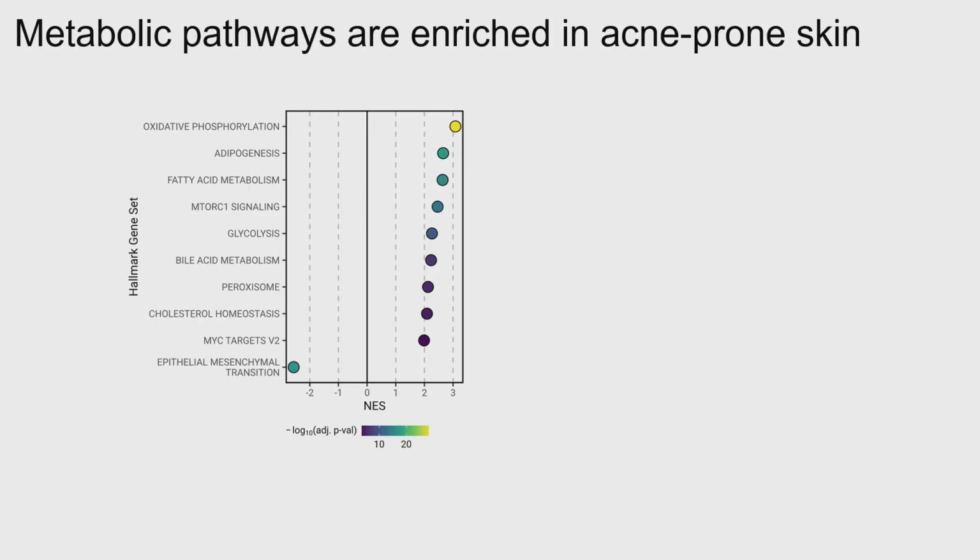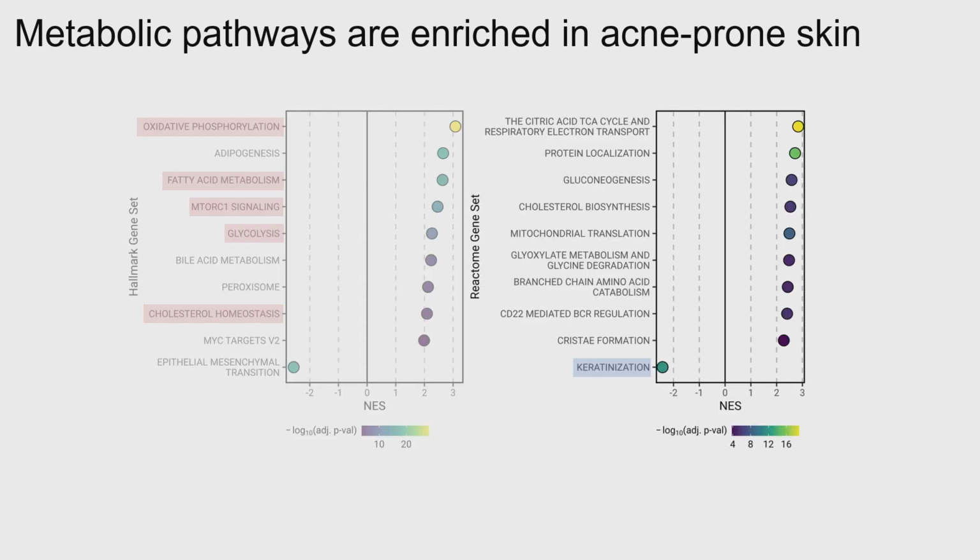Next, we did gene set enrichment analysis, which can identify biological processes that are driving phenotypic differences between groups. We used a collection of 50 gene sets that encompass well-defined, highly conserved biological processes. We found multiple metabolism-related gene sets that were positively enriched, such as oxidative phosphorylation, fatty acid metabolism, glycolysis, and cholesterol homeostasis. In addition, mTORC1 signaling was positively enriched.